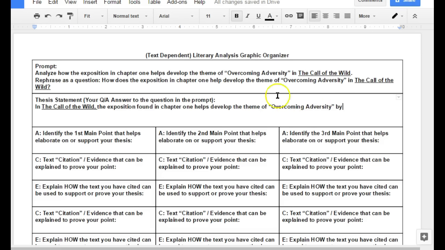Now, here I gave you the theme in the prompt. On the PSSAs, they probably wouldn't actually give you the theme that they want.